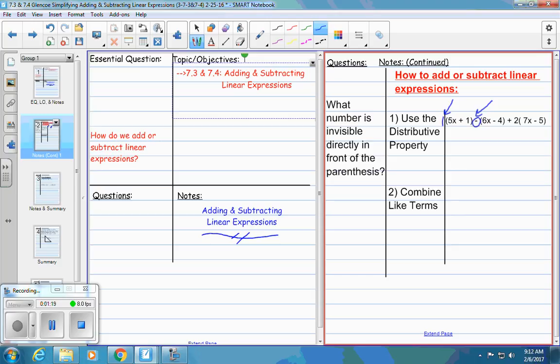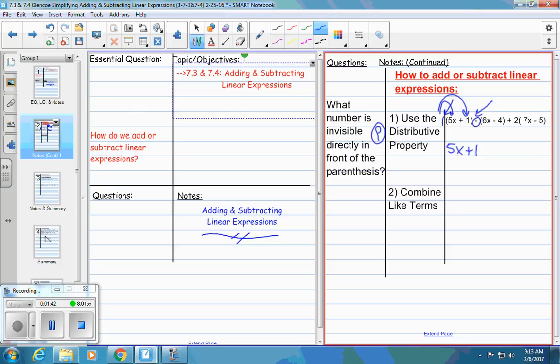Okay, so just like in 7.2, we're starting to learn this sequence of steps for simplifying algebraic expressions. And again, this is going to be the same steps from when we start solving equations in the next chapter. So step 1 is always to use the distributive property. So we're going to distribute on each of these. 1 times 5x is 5x. And 1 times +1 is +1.